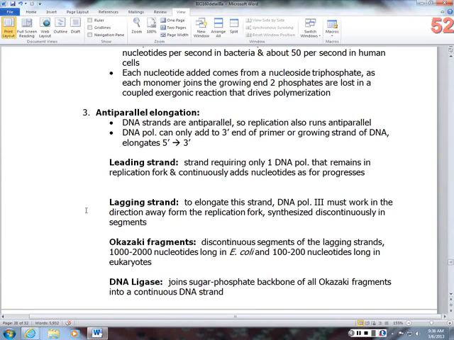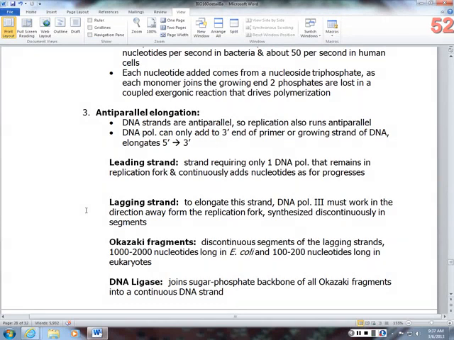So they run like this. So when this is opened up, and we have split it open like this, you have 5', 3', and when you're filling in new nucleotides along the way here, you're going along like this. So you're adding on to the 3' end here.